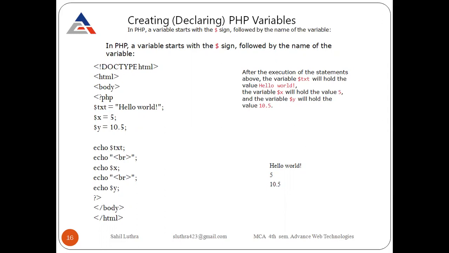In C, printf is used to print or display something on the screen. In Java, System.out.println is used to print something on the screen. But in PHP, echo is used to print something on the screen. So here we write echo $txt. And what will it print? It prints hello world.